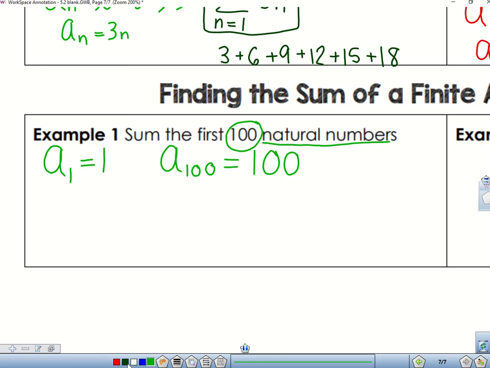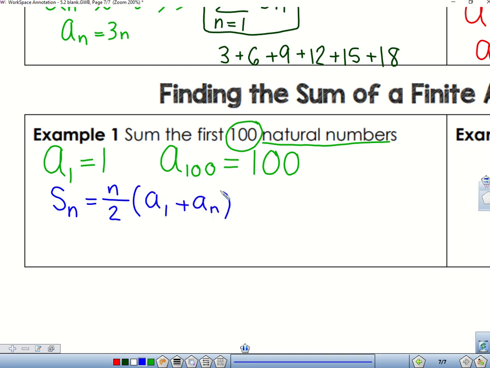Okay. So now that we know the first term and the last term, we're going to use the first formula under that section of the notes, because that one is useful when we know the first and the last term. That formula is S sub n is equal to n over 2 times A1 plus AN.